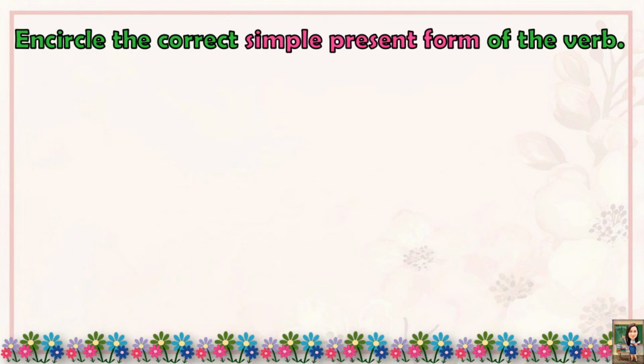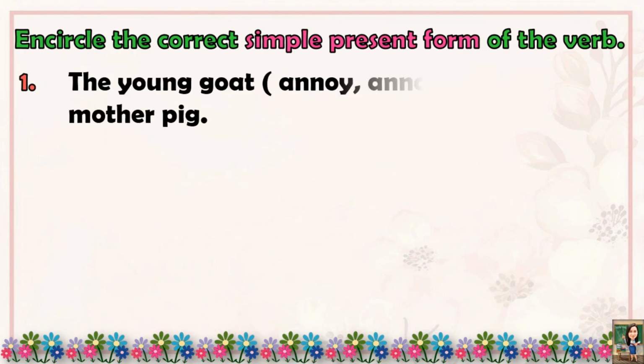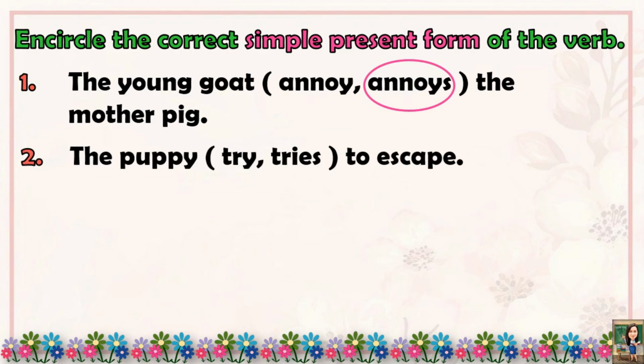Encircle the correct simple present form of the verb. Number 1. The young goat annoys the mother pig. What is the correct simple present tense? Yes, annoys. The young goat annoys the mother pig. Number 2. The puppy tries to escape. What is the simple present form? Correct. Tries. The puppy tries to escape.